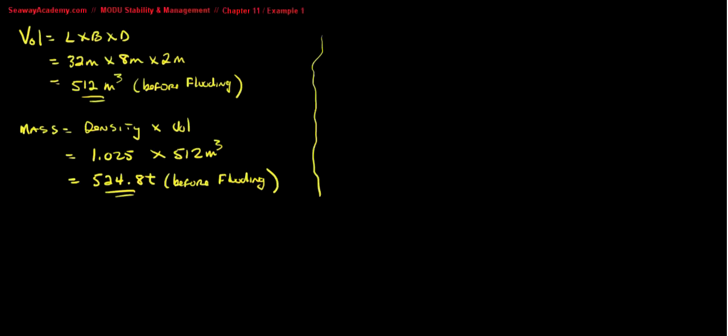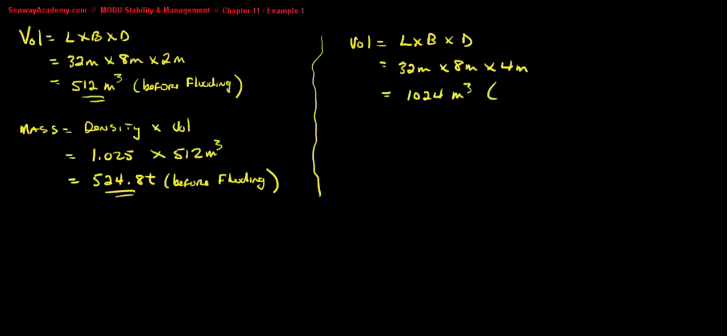So now we need to calculate the volume and the mass of the barge after flooding. So the volume again is your length times your breadth times your depth. Now they indicated that the draft increased by an additional 2 meters, so it's 32 times 8 times 4. So your volume is 1,024 cubic meters. And this is the volume after flooding.